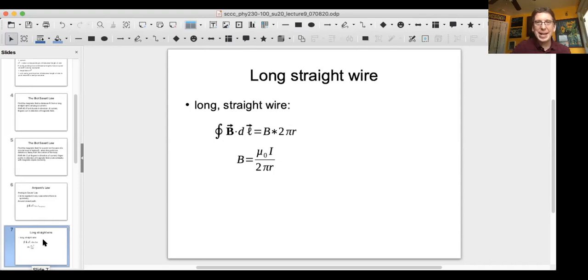But again, it makes some applications much simpler. So the magnitude of the magnetic field of a long straight wire is mu naught times I over 2 pi r. And the direction is that it makes circles around the wire, and you can use the right-hand rule. Point your thumb in the direction of the current, and your fingers curl in the direction of the magnetic field.